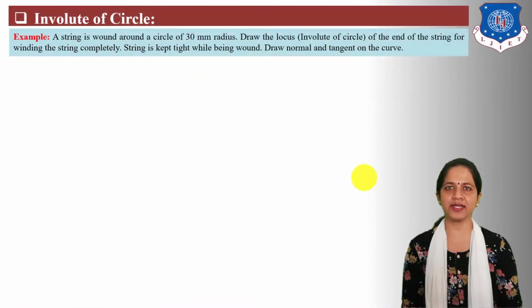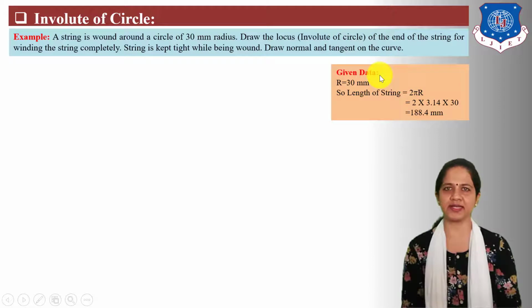Next let us understand involute of circle. Example given here: a string is wound around a circle of 30 mm radius. Draw the locus of the end of the string for winding the string completely. String is kept tight while being wound. Draw normal and tangent on the curve.